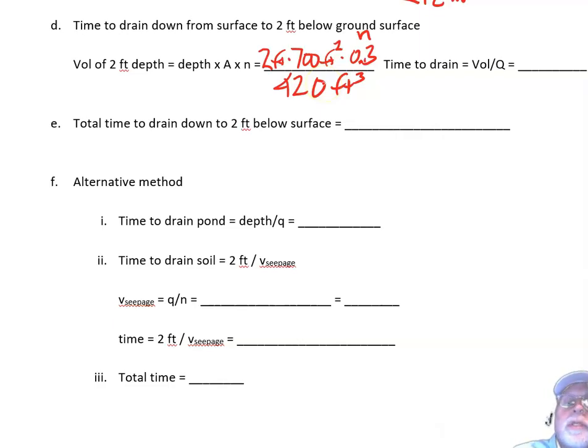So then the time to drain, I probably should have left more room here. The time to drain is 420 cubic feet that we need to drain. And maybe after I write this, I'll adjust it for you all. Make this another step. 420 cubic feet drained divided by our rate of 52 cubic feet per hour is 8.1 hours.